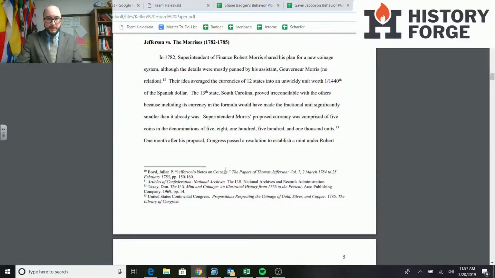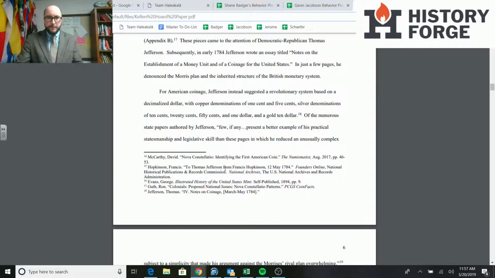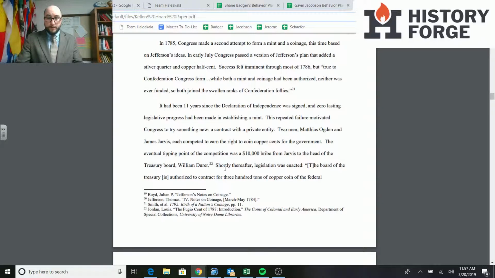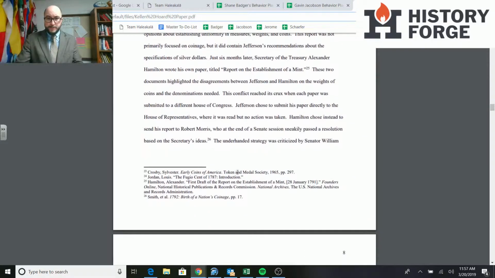I'm looking for... I'm not seeing one. I know it has one. Sorry, I'm looking for a certain kind of footnote. Really impressed is that the student's using a very wide variety of footnotes, which is really good.